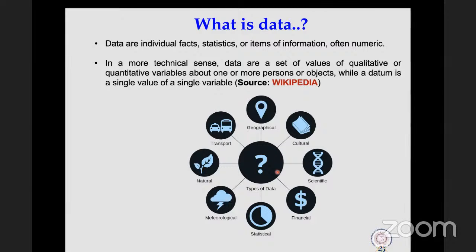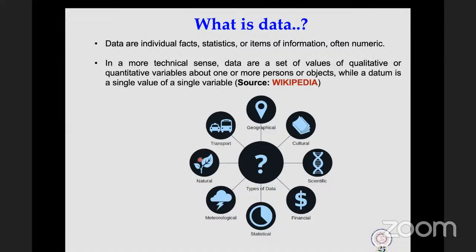So if I define data, as per Wikipedia, data could be anything: any fact, any statistics, any information, often numeric. The data could be scientific data, financial data, or meteorological or natural data like phenotypic data, transport data. Any data or any reading or any information which you can record is data for a bioinformatics application.